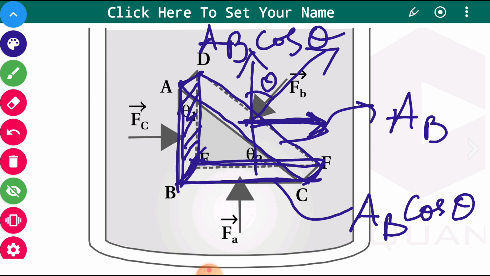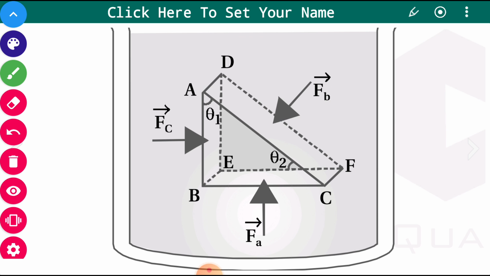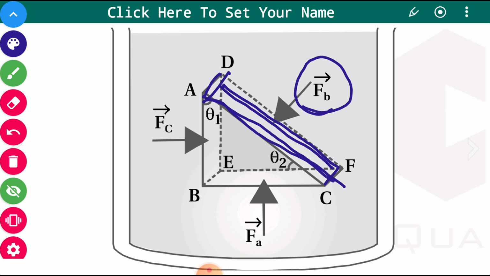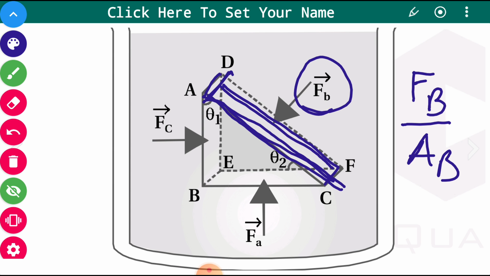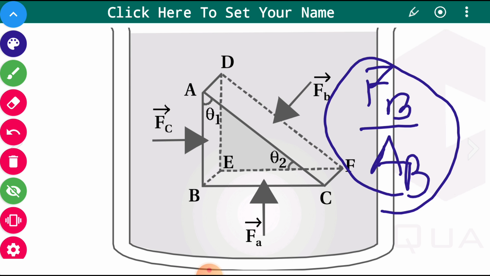So force and area for different surfaces are now with us. For this section of the considered triangular shape segment of the liquid, we have force FB and area AB. So force upon area will be FB upon AB, that is the pressure on this slanted segment, which is named ADFC. ADFC has force FB and area AB, so the pressure will be FB upon AB.